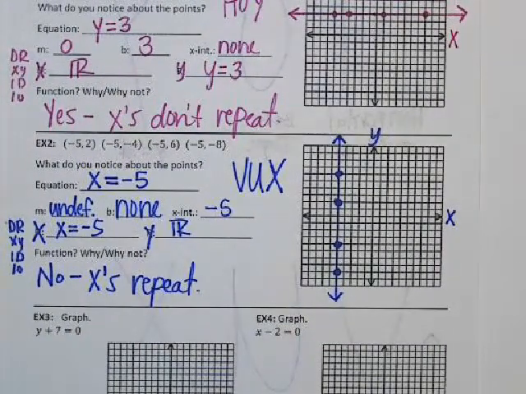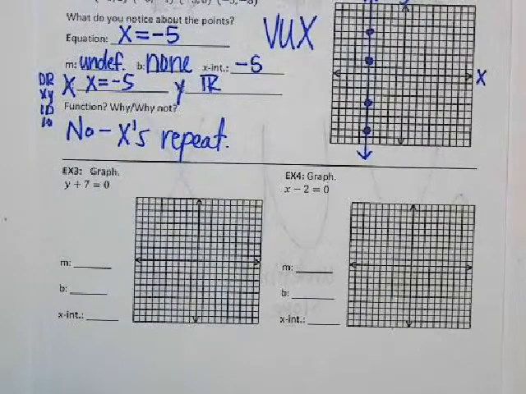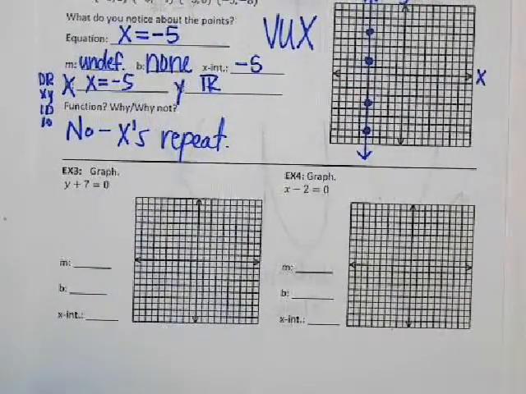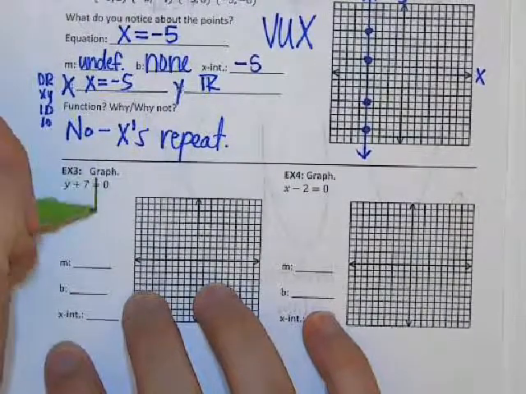Okay. Example 3. Graph. Can I graph this? Not yet. You're right. What do I have to do first? Get the Y by itself. Get the y by itself. So solve. Yep. Draw your line.